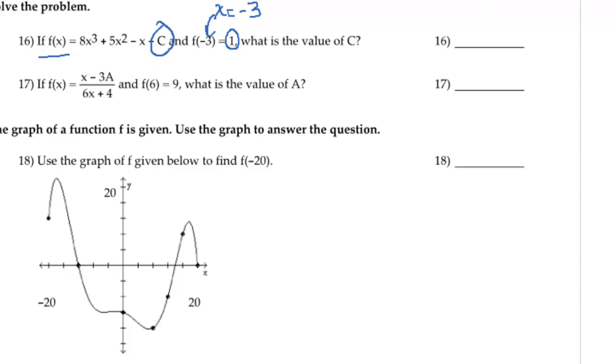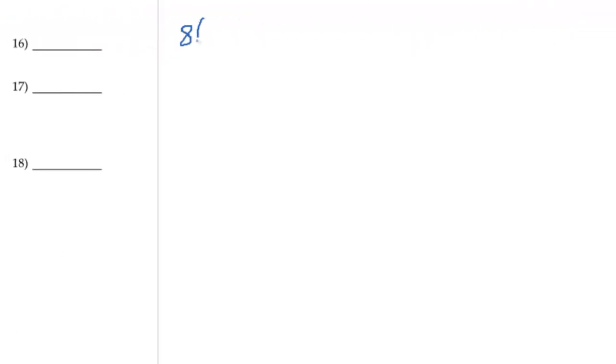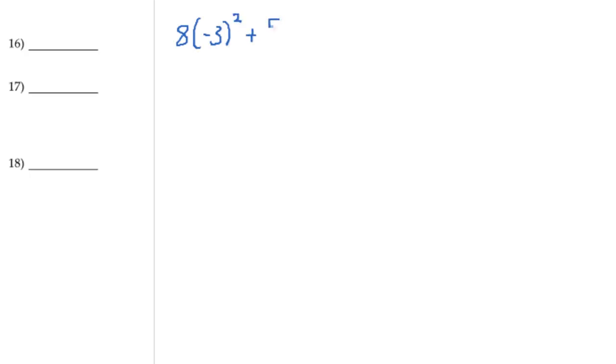So it's going to look like this: 8 times negative 3 squared plus 5 times negative 3. I'm sorry, this was a cube. So this is a square, minus negative 3, plus c, which we do not know, and that equals 1. Now you're going to simplify on the left-hand side and then solve for c.